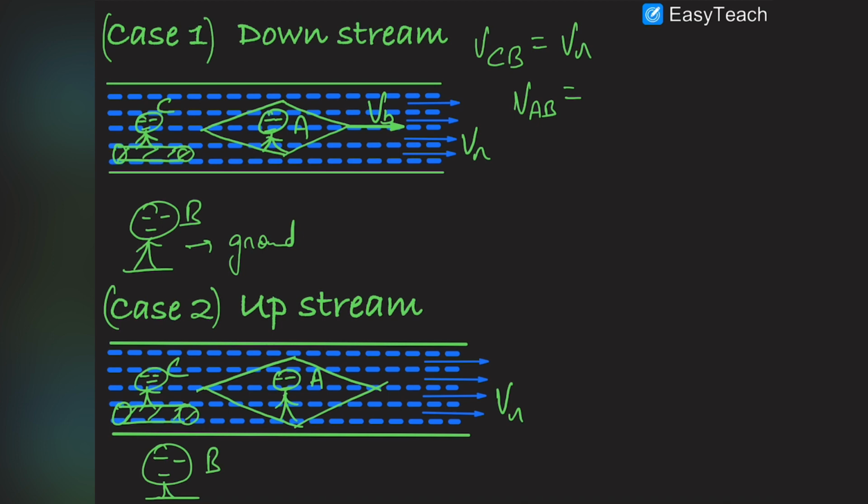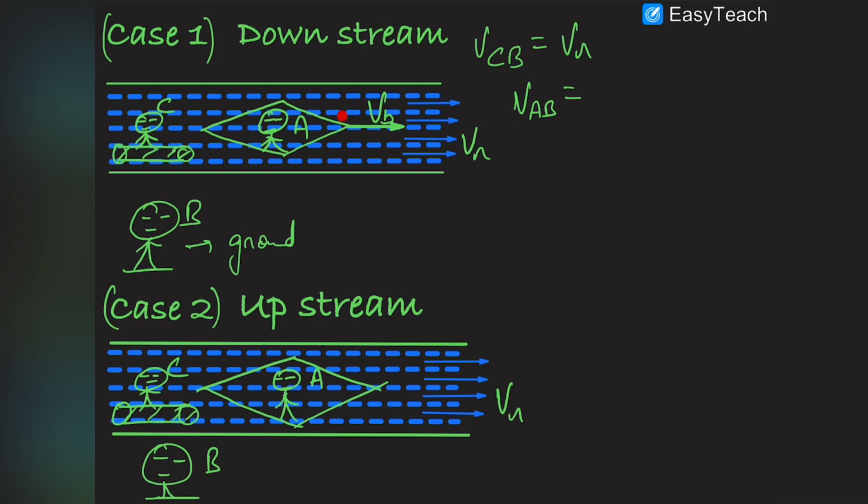So this is a very simple case. The same case is in this situation, that here the river is flowing with the velocity VR, and the boat is moving in that river with the velocity of VB with respect to the river.